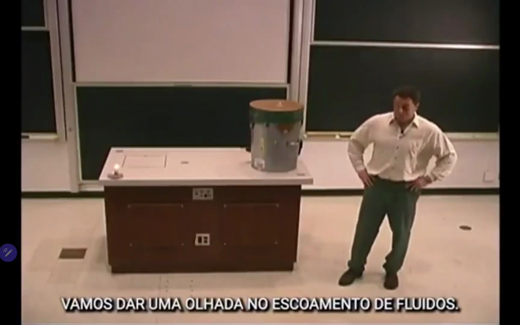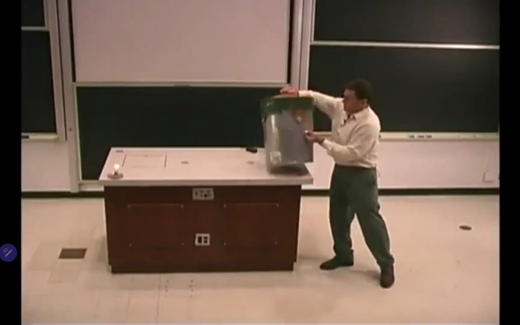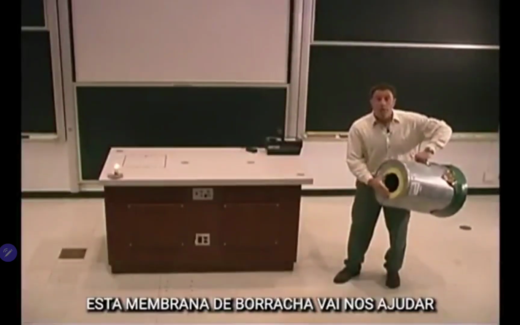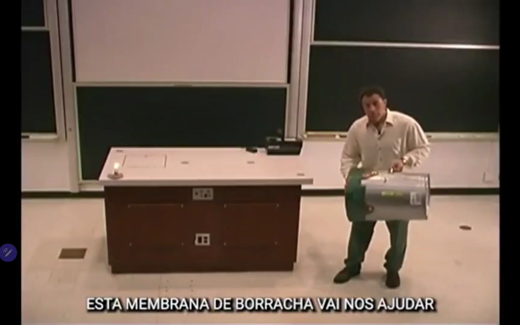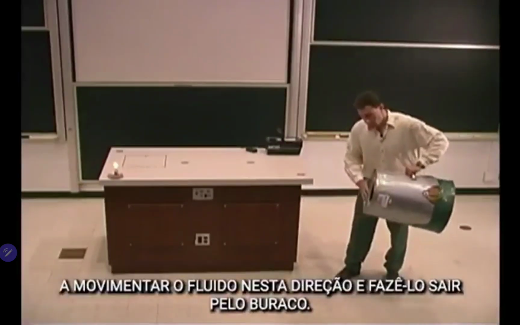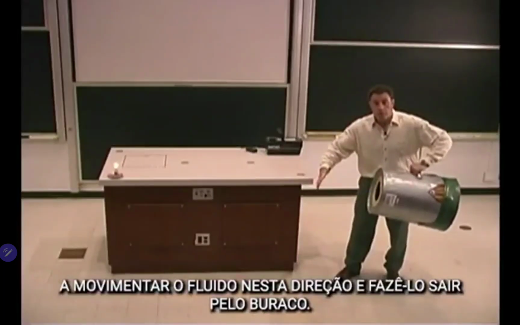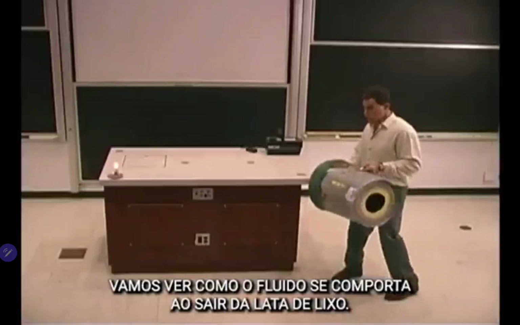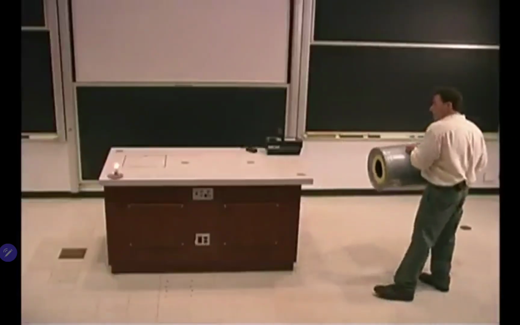Now let's take a look at fluid flow. What we have here is a large standard garbage can with a hole cut in the bottom. This rubber membrane right here is going to allow us to push the fluid through the garbage can and exit this hole at the bottom. Let's take a look at how the fluid works as it exits the garbage can.